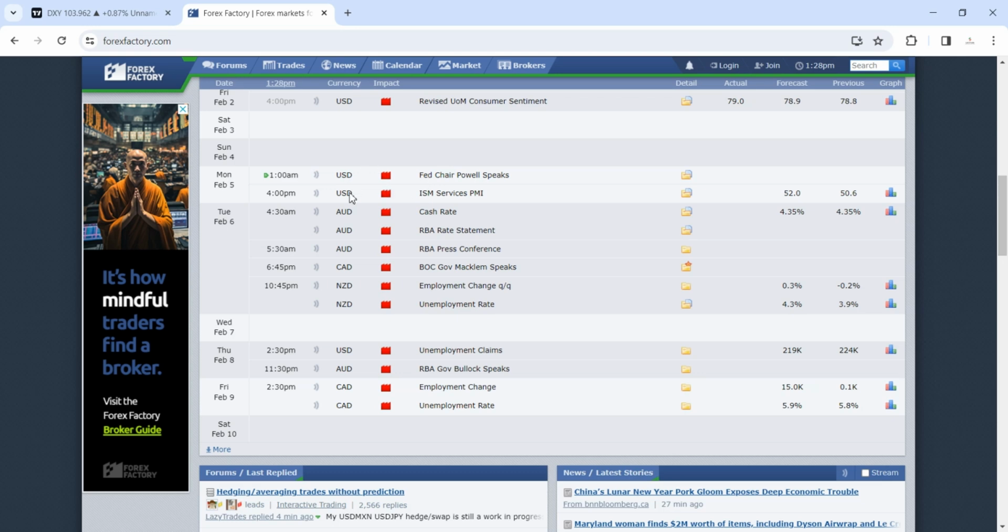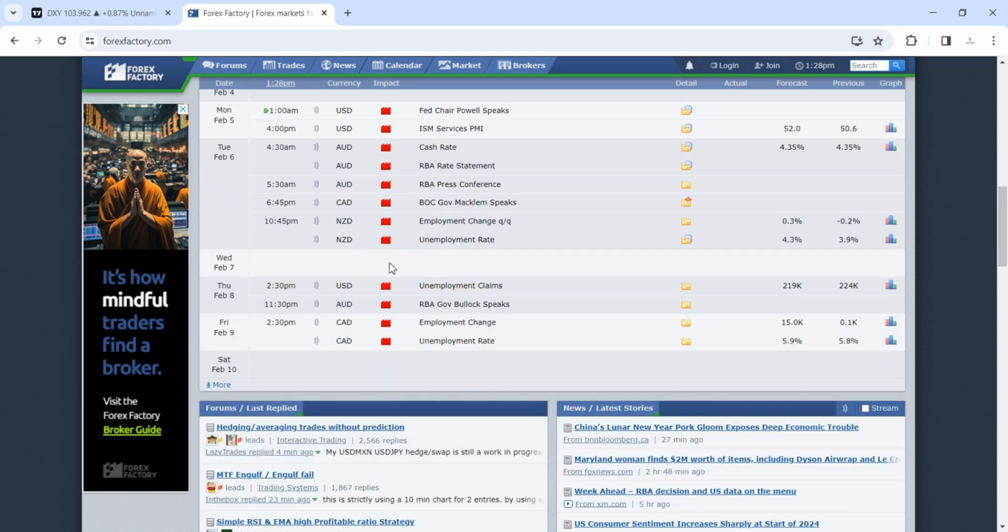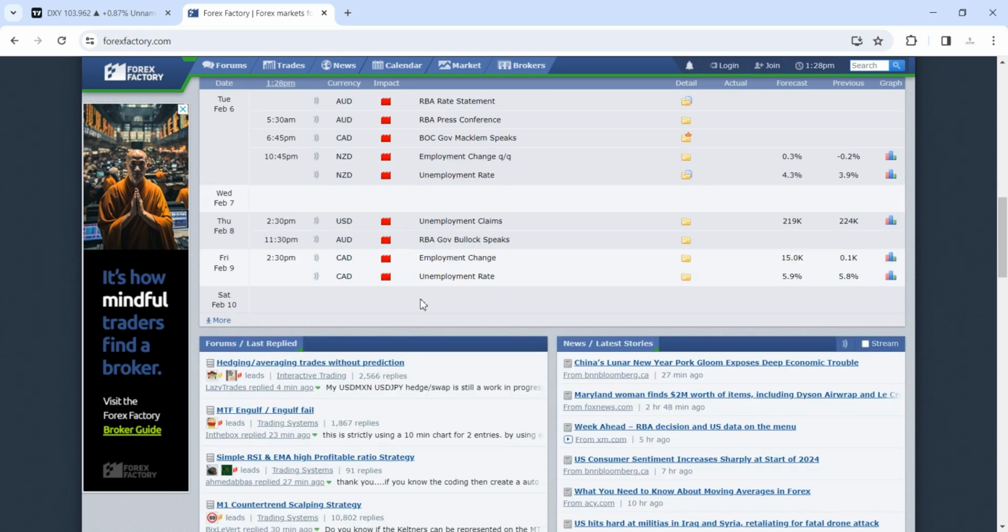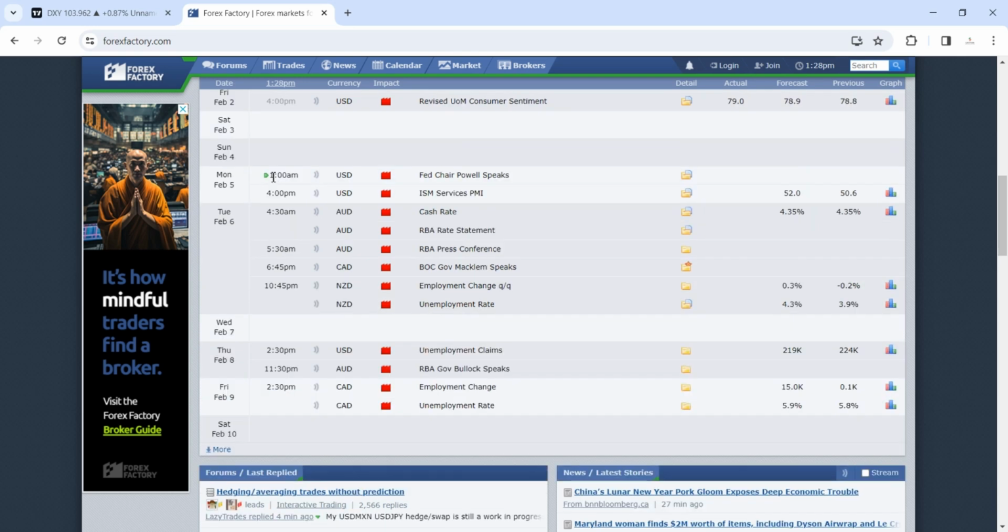On Monday we have two major news events on the dollar, and then on Tuesday we have major news events on the Australian dollar, the Canadian dollar, and the New Zealand dollar. On Wednesday there is actually no major news events, as you can see, and on Thursday we have one major news event for the US dollar, which is the unemployment claims. Then we have one for the Australian dollar, and two major news events on Friday, which is the unemployment rate for the Canadian dollar. So these are the major news events we are going to be having next week.